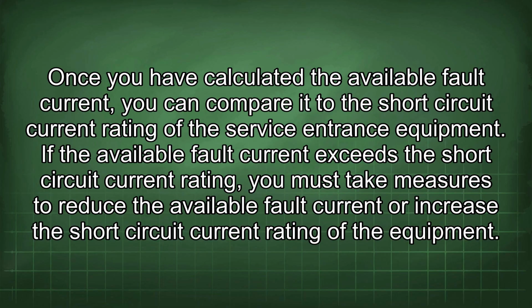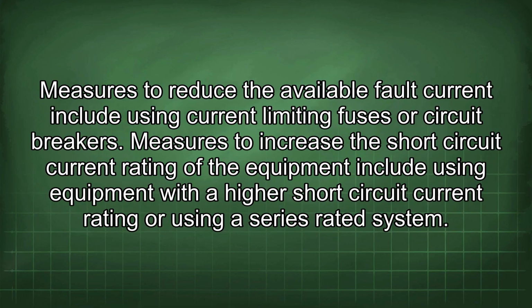Once you have calculated the available fault current, you can compare it to the short-circuit current rating of the service entrance equipment. If the available fault current exceeds the short-circuit current rating, you must take measures to reduce the available fault current or increase the short-circuit current rating of the equipment. Measures to reduce the available fault current include using current limiting fuses or circuit breakers. Measures to increase the short-circuit current rating of the equipment include using equipment with a higher short-circuit current rating or using a series rated system.